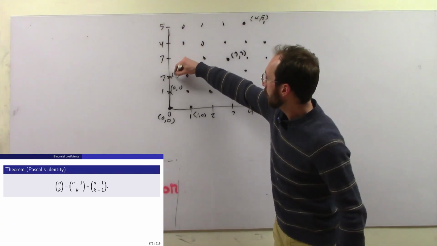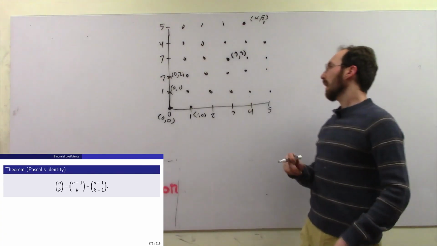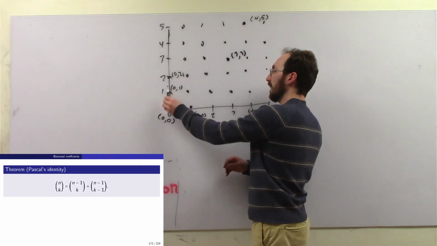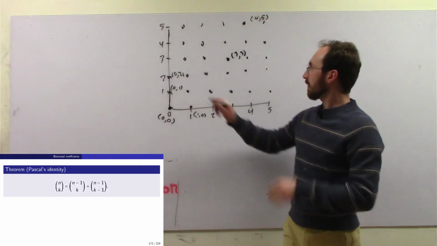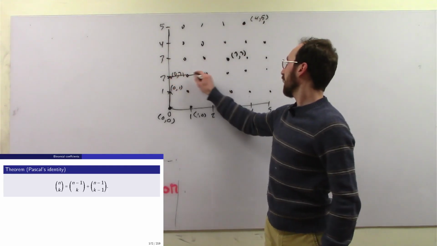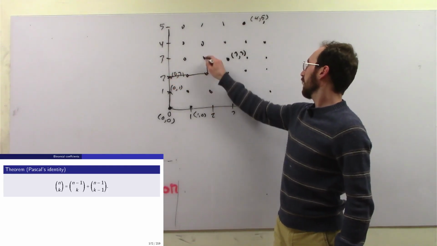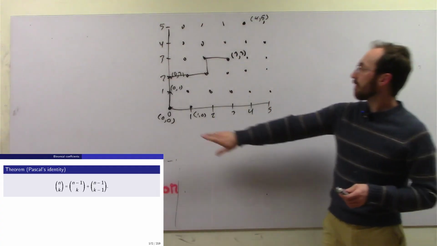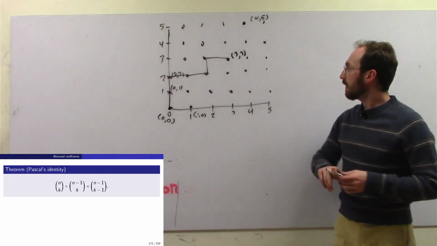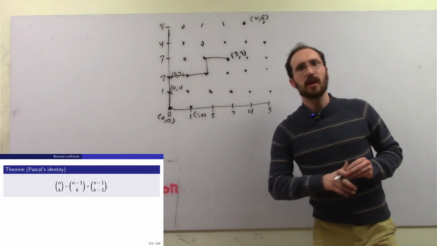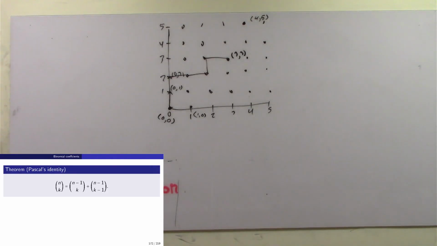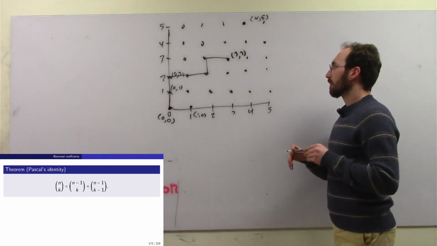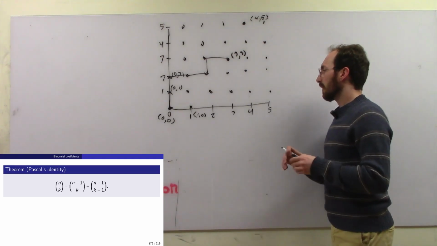We go to 0,2. I can go north again, or I can go east, and if I go east, I can go east 2 more times. Let's just fill out a path. Let's go east, east, north, and east. Okay, we went from 0,0 to 3,3, and we might ask ourselves, well, how many ways could I have actually done that?